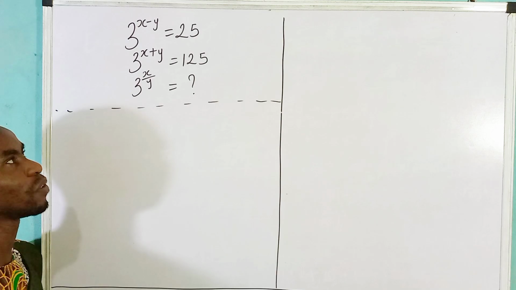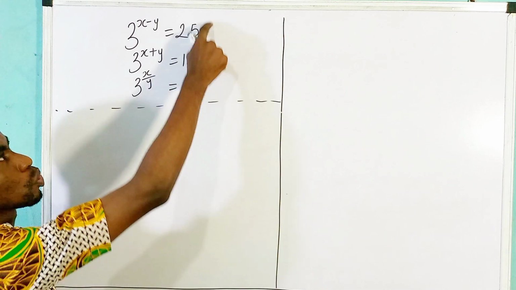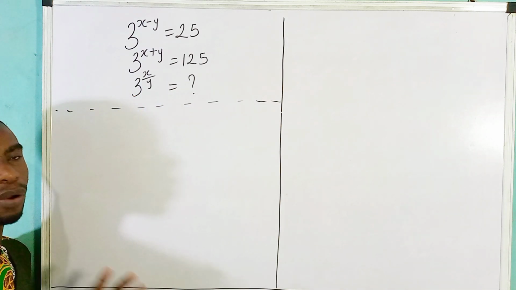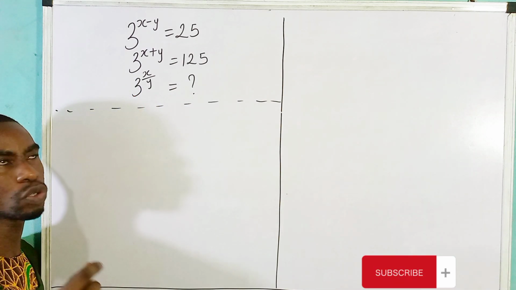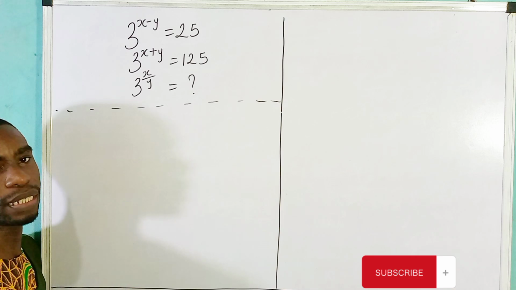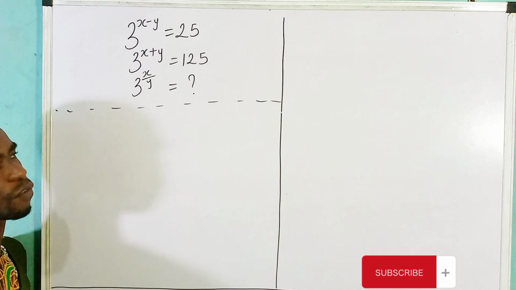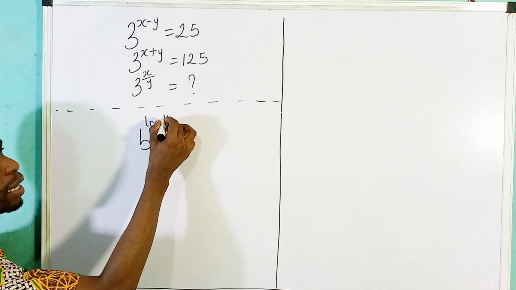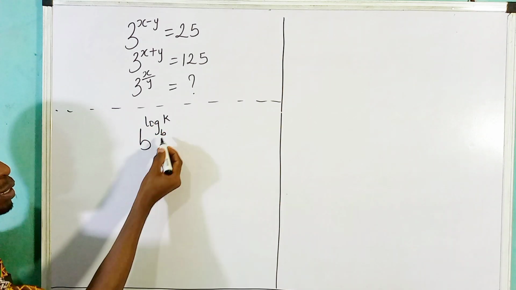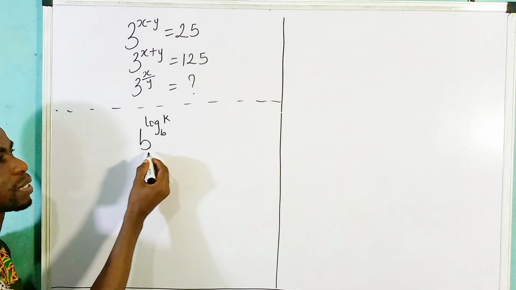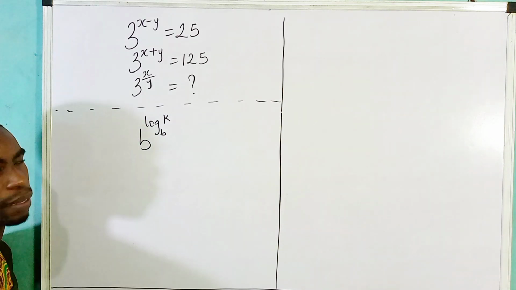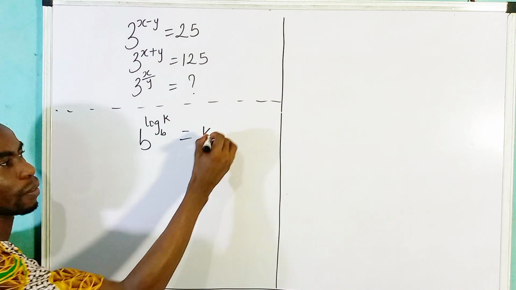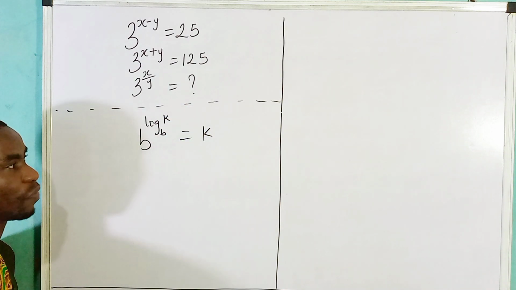Before we find the value of x and y, I'm going to rewrite 25 and 125 with the base 3. That's how I can solve it. Here I'm going to introduce something called the inverse property of exponent. If we have b to the power of log k base b, please take note, b and b are the same term, and then we have another term k, which is the log term. This whole thing is equal to k based on the inverse property of exponents.